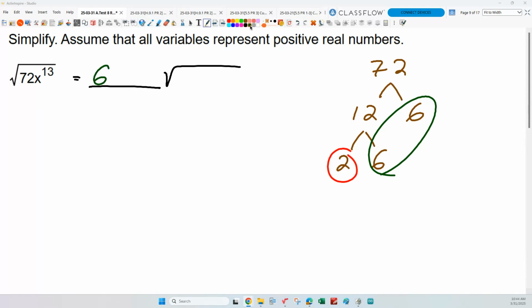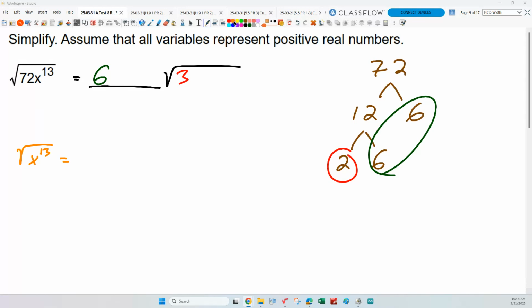I don't know to do the 13, bro. Outside number 6, inside number 3. What did we do about the square root of x to the 13th? Do you remember that? Because that's the other part we got to deal with. How do we deal with the square root of x to the 13th?